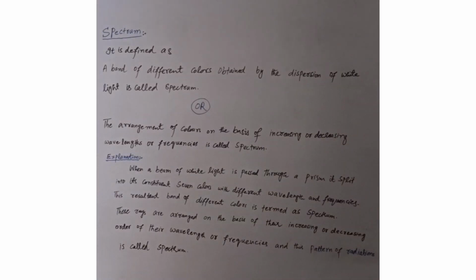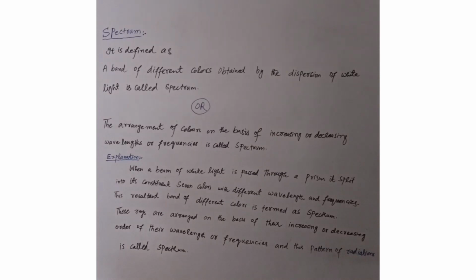Today we will discuss an important topic. There is spectrum. First of all, we will define spectrum. It is defined as a band of different colors obtained by the dispersion of white light. Our second definition of spectrum is that the arrangement of colors on the basis of increasing or decreasing wavelength or frequencies is called spectrum.